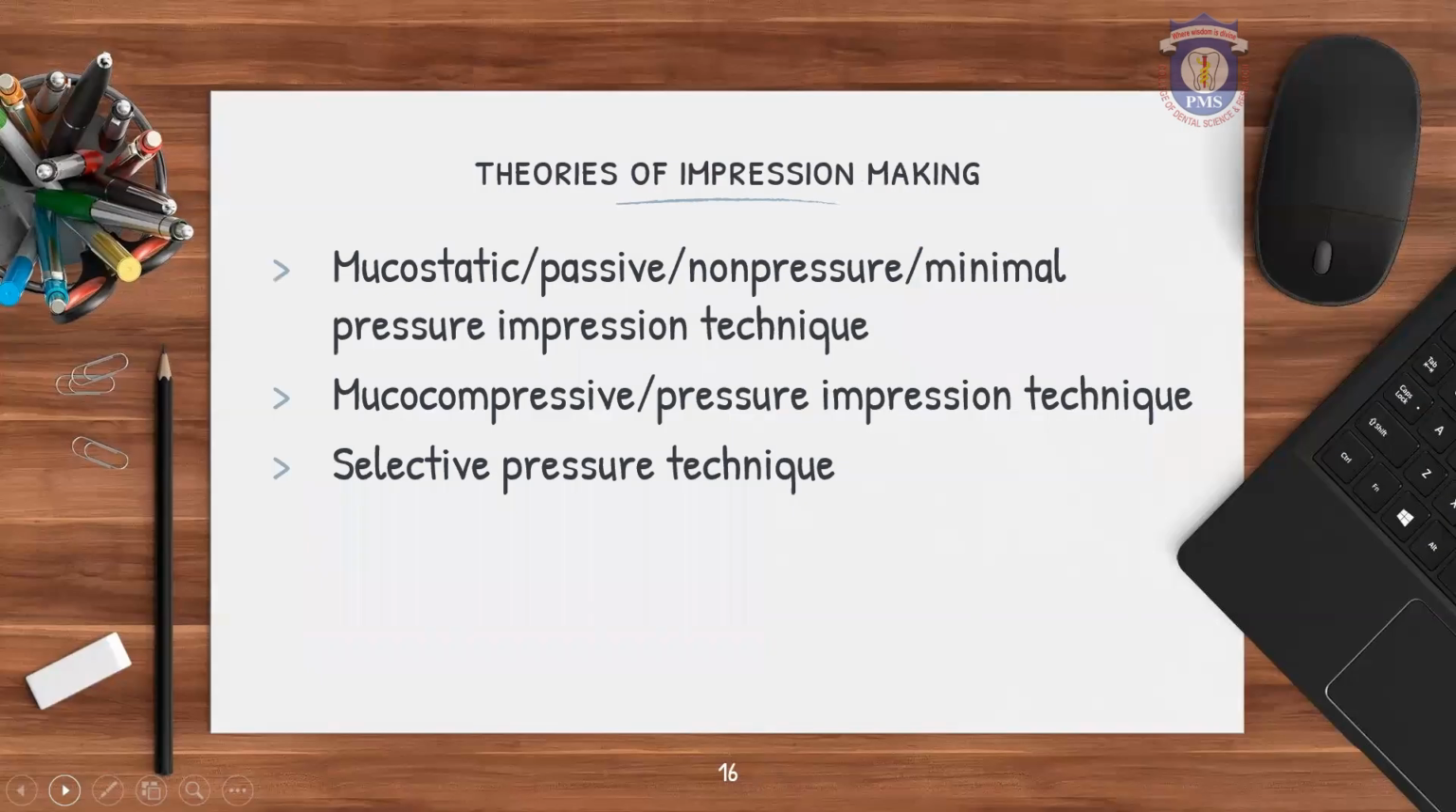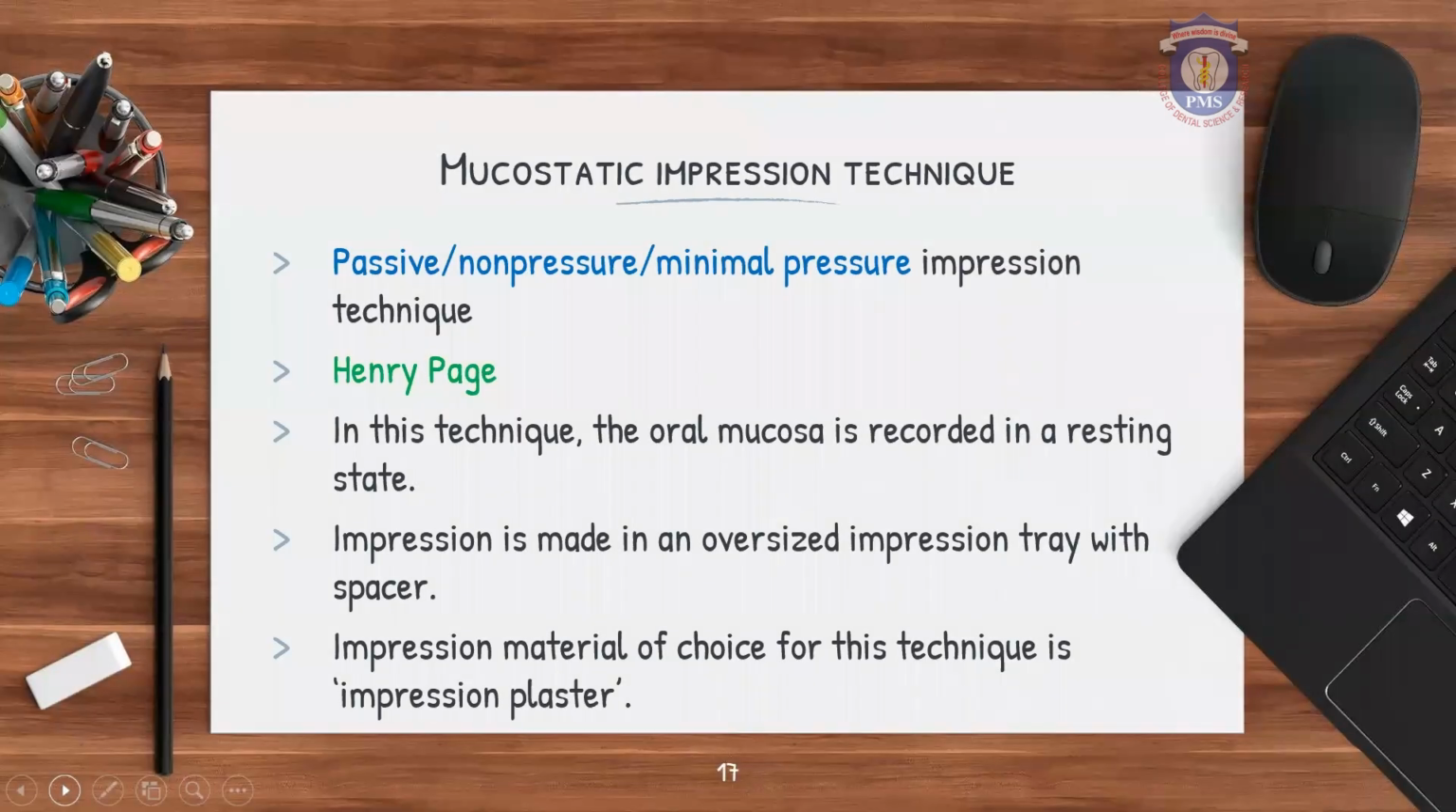Now the third classification is based on the theories of impression making: mucostatic, mucocompressive, and selective pressure. Mucostatic impressions, also known as passive, non-pressure, minimal pressure impression techniques. Mucocompressive, also known as pressure impression technique. And the third one, selective pressure technique.